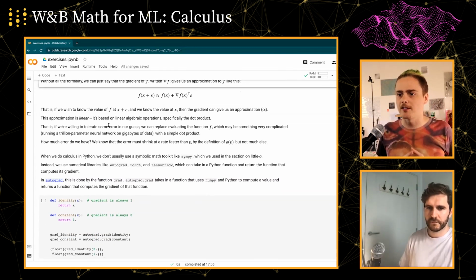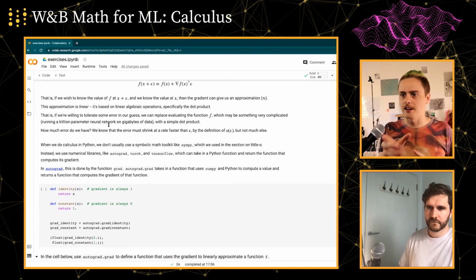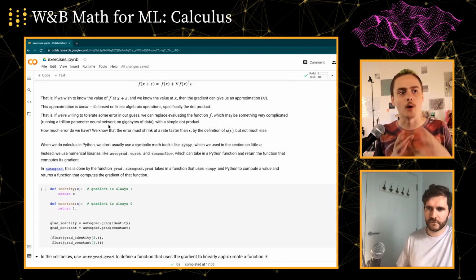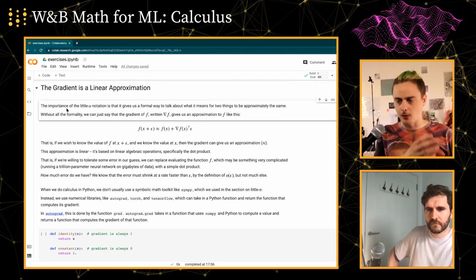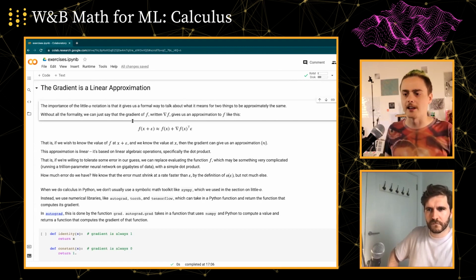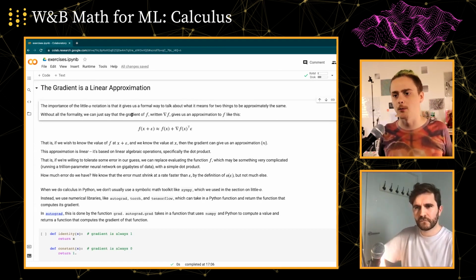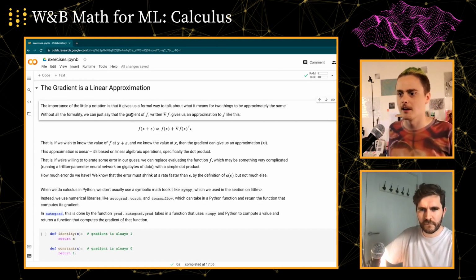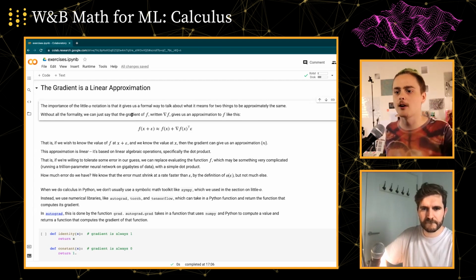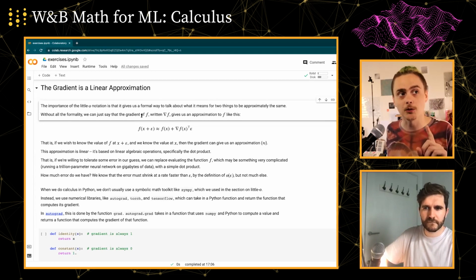The importance of this little o notation is that it gives us a formal way to talk about approximation, and when an approximation is a good approximation versus not a good one. So we can say the two things are approximately the same without all the formality. To explain what the gradient is, we would say that if we want to know what the value of a function is somewhere else, it is not equal to, but maybe almost equal to f of x plus the gradient times how far away we're looking.